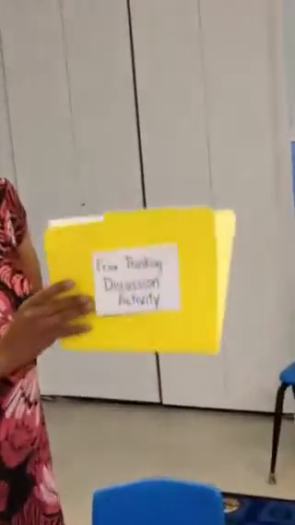The fourth activity is the free thinking discussion activity. Within this activity, the student has a list of 9 questions and they must choose 5 to answer. There is no right or wrong answer to these questions. This just allows the students to use their own thinking, their thoughts, their opinions to give the answers to the questions.